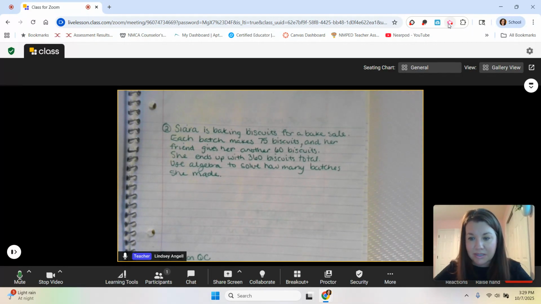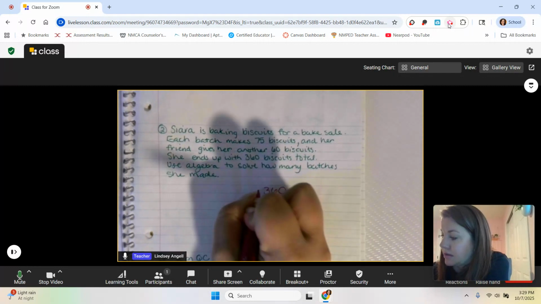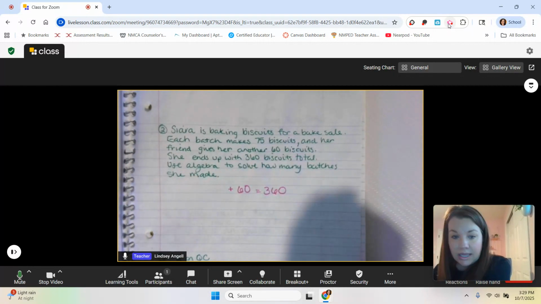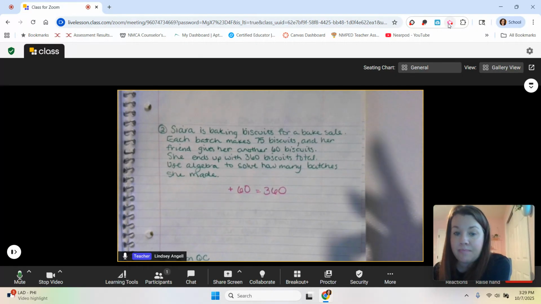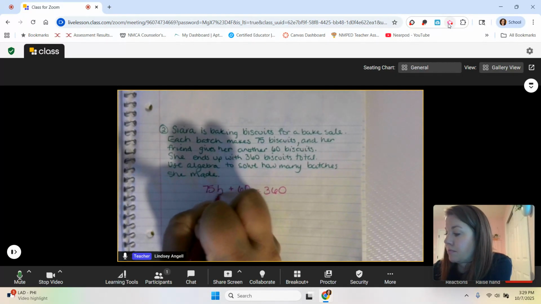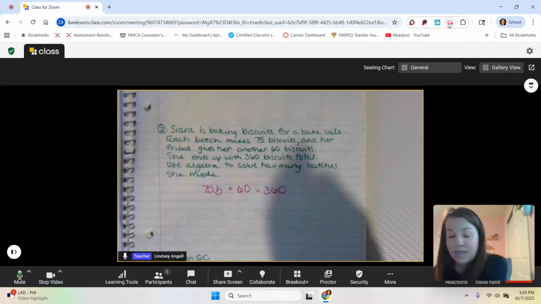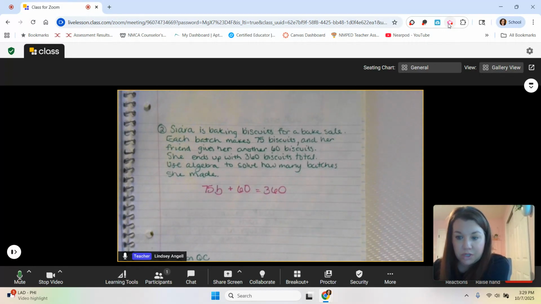So again, we're building the equation and solving. So she ended with 360. Her friend gave her 60. And then each batch, again that word each, there it is, right? Or per batch, per also means to multiply, gives her 75. So we're going to say 75, and we'll do B for batch or B for biscuits. Okay? Now that we have our equation set up, we're going to solve just like we have been.